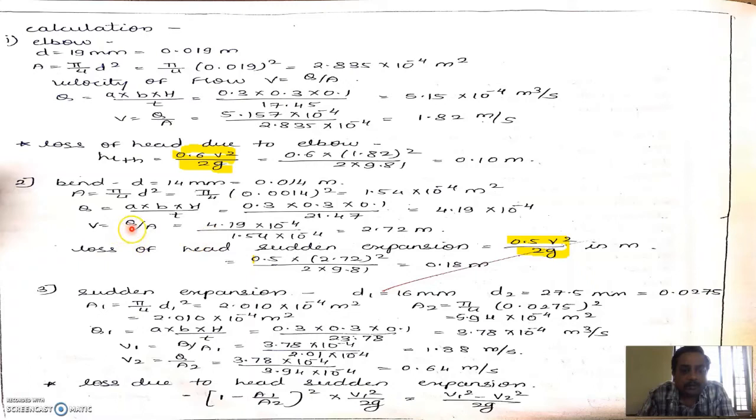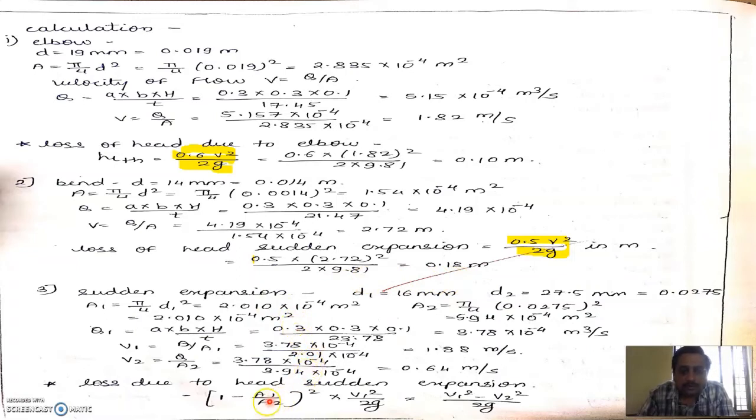So we are finding out V. V is Q by A. From that we have found the V value, that is 2.72 meters. When you put all the values which I have found, in this case you need only one value, that's V. When you put the value of V, you have a value of 0.18 meters. So this is the loss coefficient for that bend itself.